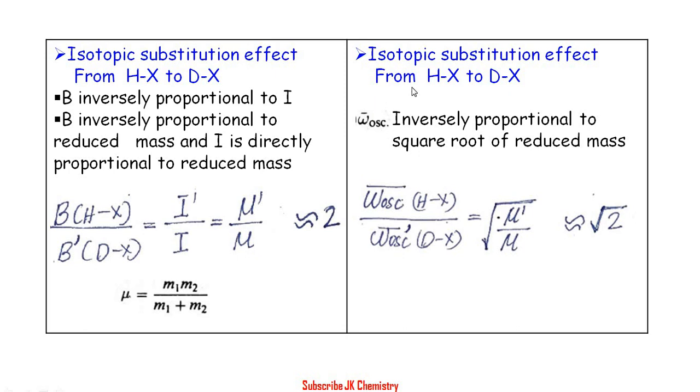The same thing you can see in the vibration frequency, that is the isotopic substitution effect in vibration frequency. We know from our fundamental equation that omega oscillation is inversely proportional to root mu. That is, omega oscillation for HX divided by omega oscillation for DX is equal to square root of mu dash divided by mu. This is approximately equal to square root of 2. This is a very, very important equation. You can remember this, and you can do problems easily.